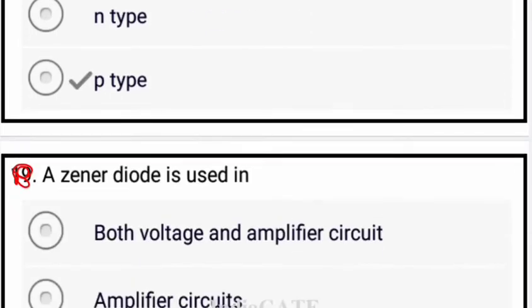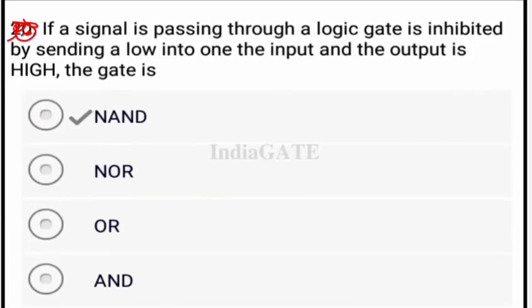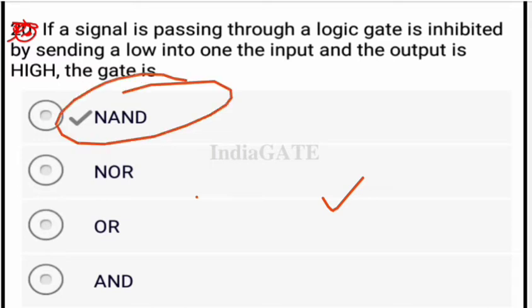Now come to the next question. Here a zener diode is used in. So there are four options and correct option for this is voltage regulator circuit. Now come to the next question. Next question is defined as if a single signal is passing through a logic gate inhabited by send a low into 1 the output and output is high. So it is possible in the case only the NAND gate. So NAND gate is your correct answer for this question.